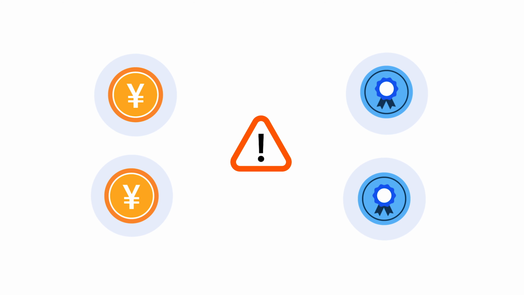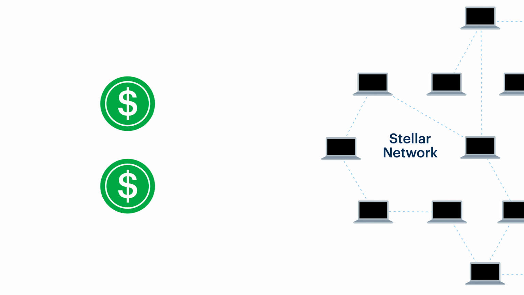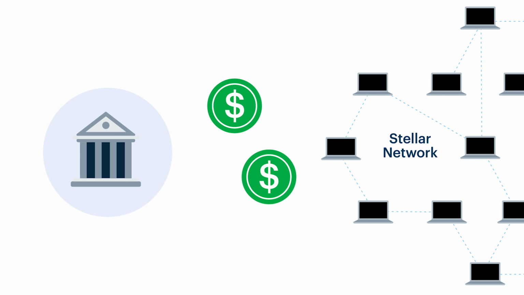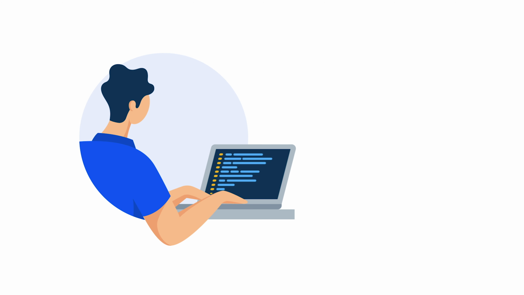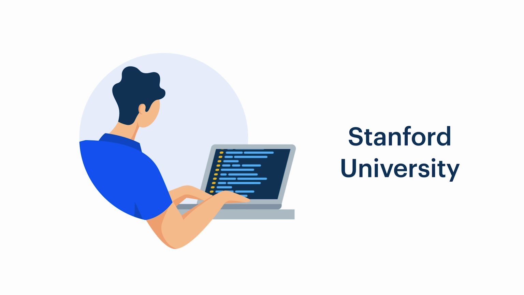But because Stellar allows digital versions of real-world assets like digital yuan or digital bonds, Stellar had to devise a way to prevent the creation of duplicate versions of those assets. For example, if a dollar on Stellar were duplicated, its backing bank would suddenly owe two real-world dollars, one for each copy of the network. This would obviously be a problem. So Stellar uses a unique way to settle transactions, developed by researchers at Stanford University.